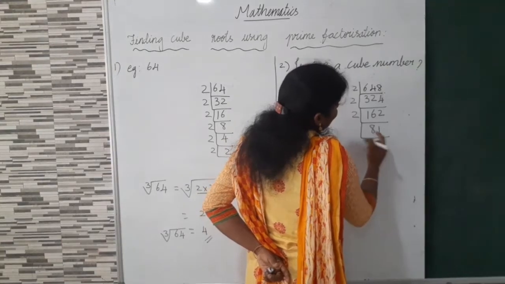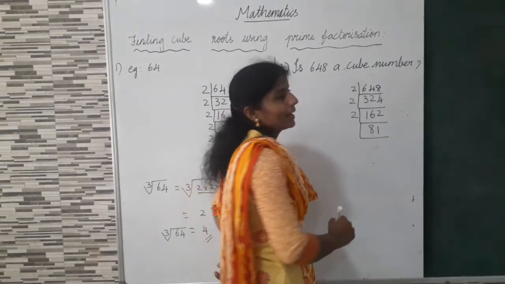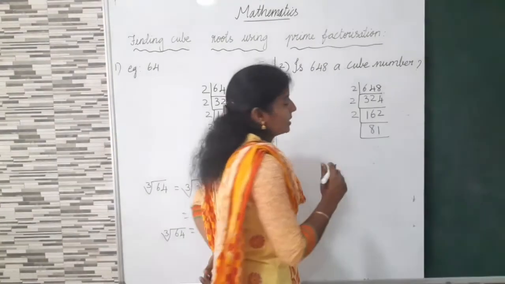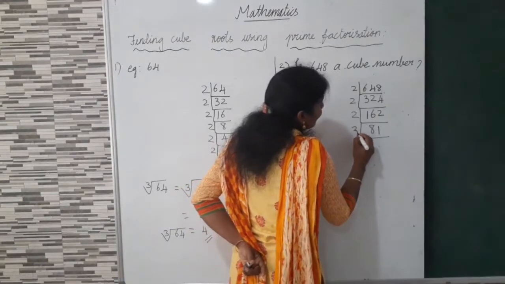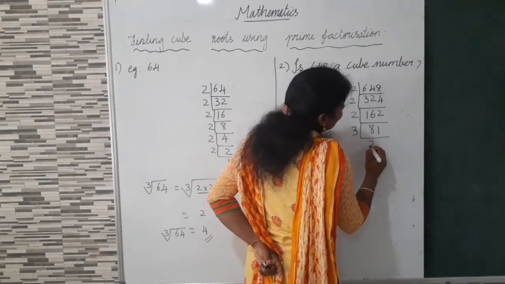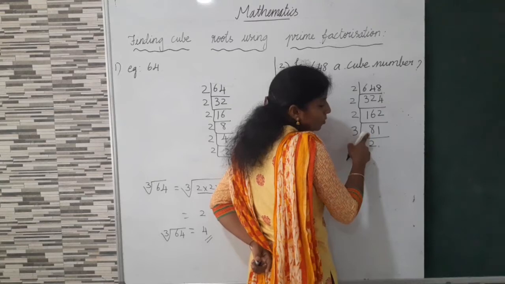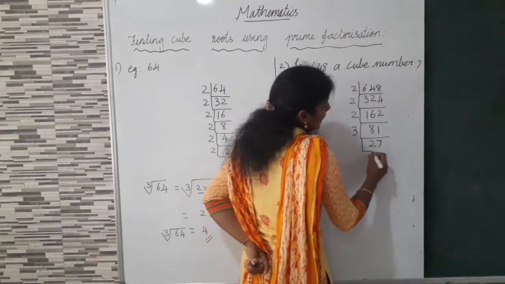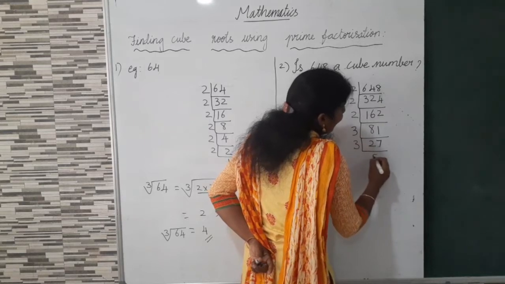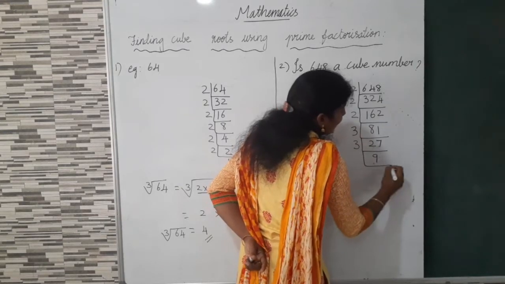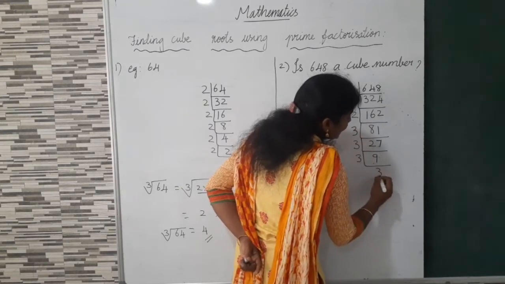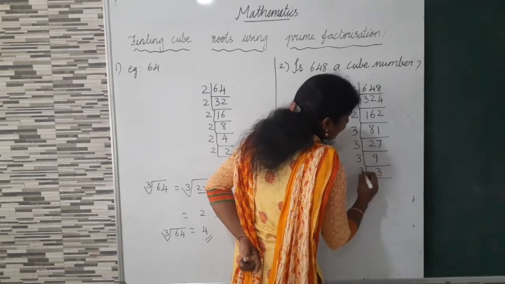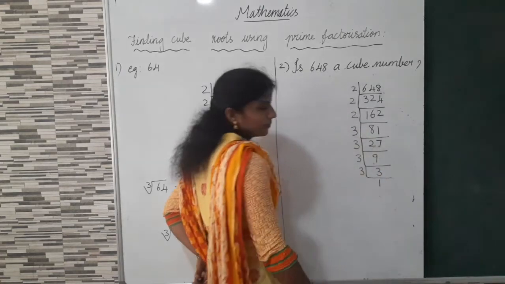Then this 81, 8 plus 1, 9. 9 is divisible by 3. So we can take 3 table. 2 3s are 6. 2 balance 21, 7 3s are 21. Again 3 table, 9 3s are 27. Then 3 table, 3 3s are 9. Again we can take 3 table 1 time.